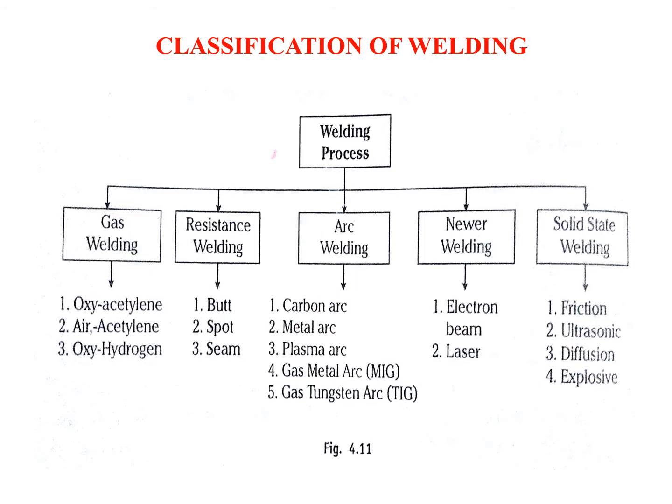In the second we have air acetylene, wherein we use air and acetylene gas. And in the third case we use oxyhydrogen, where oxygen and hydrogen together are used to generate heat so that we can melt the two metal pieces or bring them into a plastic state. Then the next one is called resistance welding.